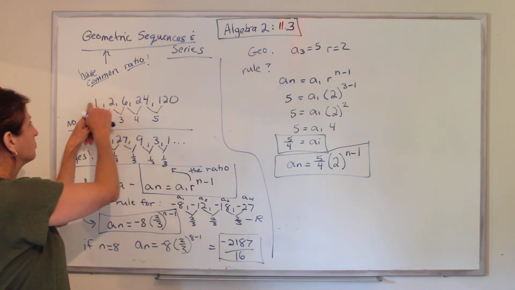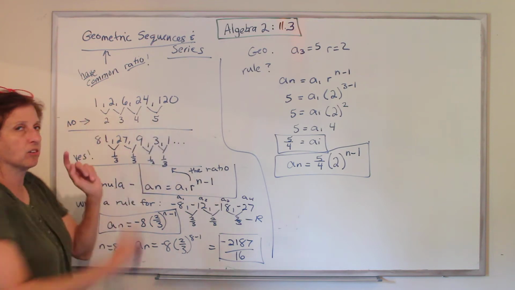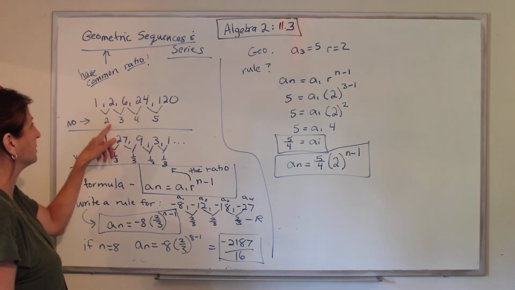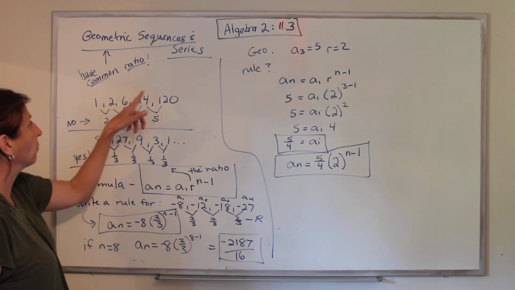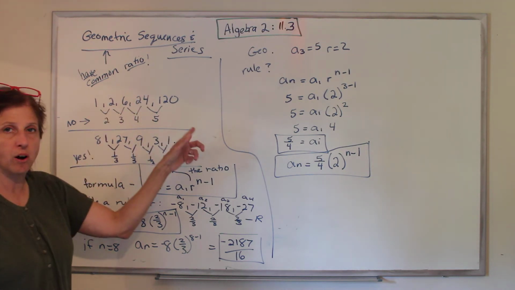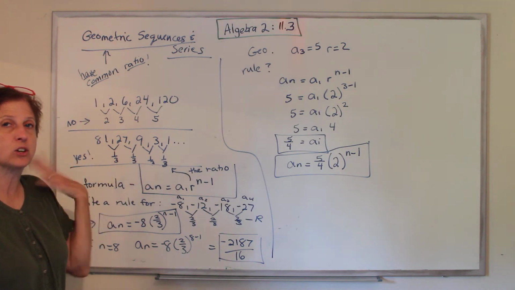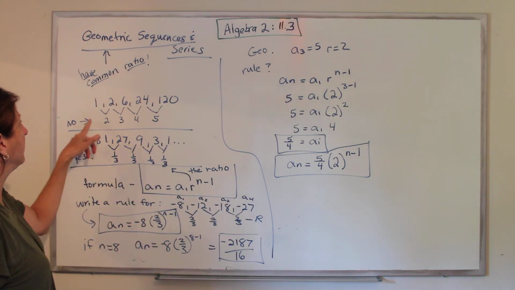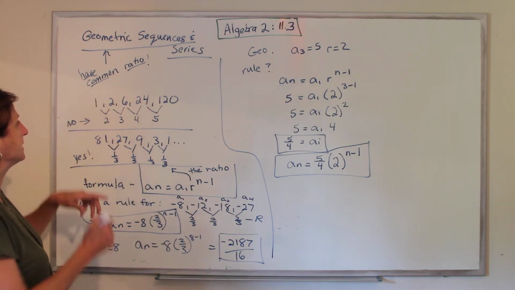Last time we subtracted to see if the differences were all the same. We would do 2 minus 1 is 1, 6 minus 2 is 4, 24 minus 6, etc. And if they were all the same, then it was an arithmetic series. This time, what we're going to do is divide.